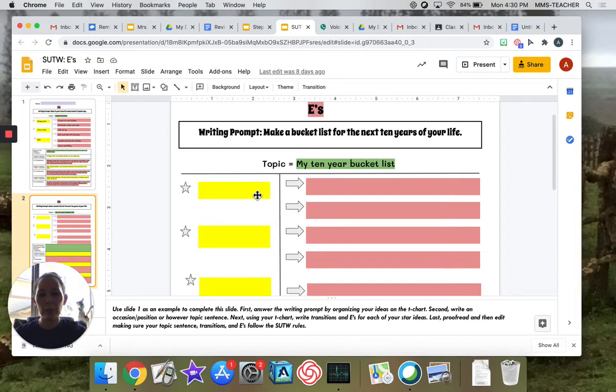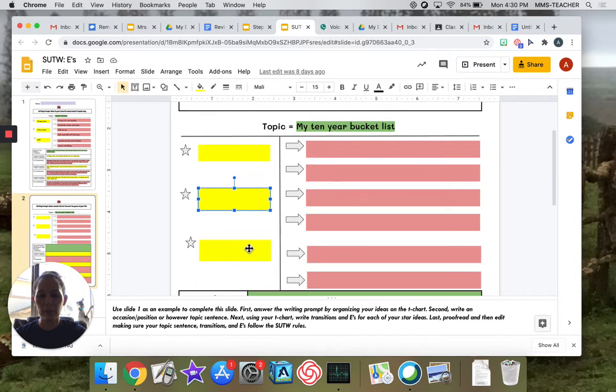So I want you to come up with 3 star ideas, 3 ideas on what you would want to do. Now, maybe one of your bucket list items is to, in the next 10 years, let's see, you're only about 10, maybe travel to Disneyland. So maybe one of your bucket list items is Disneyland. Then on the right hand side for the E's, explain why. Why would that be a bucket list item for you? Why Disneyland? Why do you want to go there? What do you want to see there?